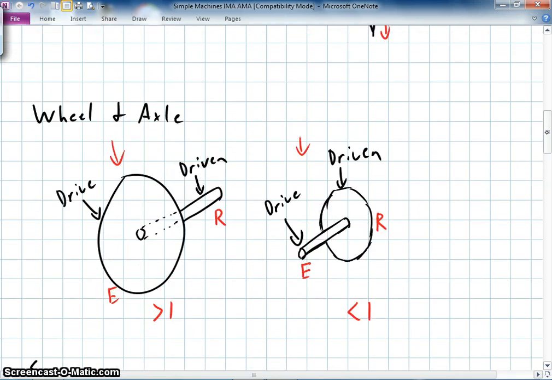Just to review that really fast, you'd say dE and dR, right? Well, dE could be solved as the radius or the diameter, perhaps. And dR would be either the radius or diameter of the other shape. So if I was looking at the first one here, let's say this had a radius of 6 and this had a radius of 1, it would be 6 over 1, because the effort is the larger wheel and then the radius of 1 is the smaller axle.